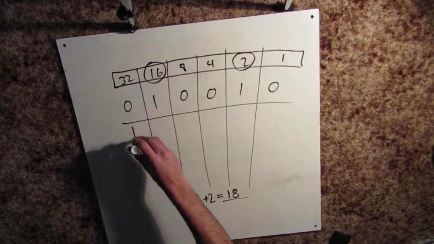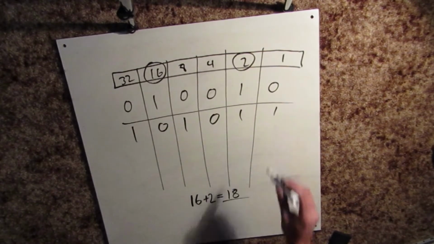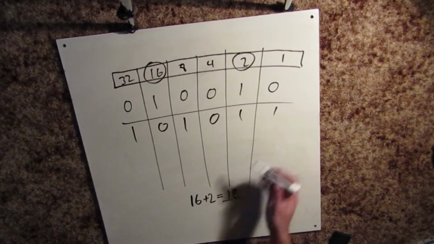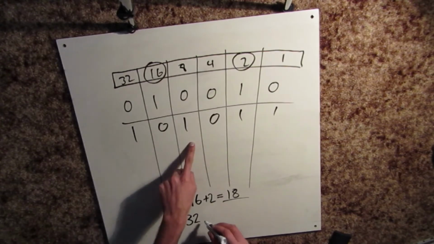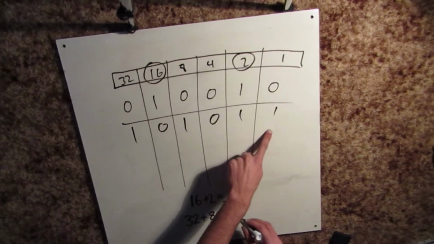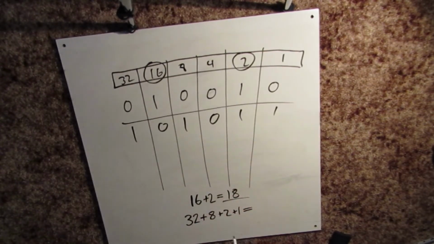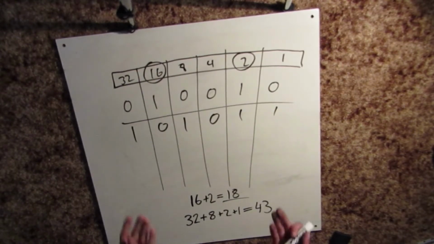Let's do 101011. This is what I'm gonna do. I'm gonna take 32. I'm gonna take 8, 2, and 1. Add them together. So I get 11. Then here's 11 plus 32. That is 43. This is 43 in binary.